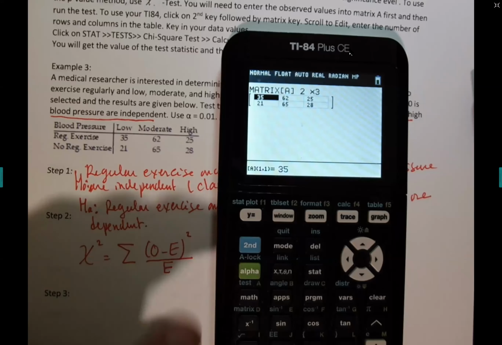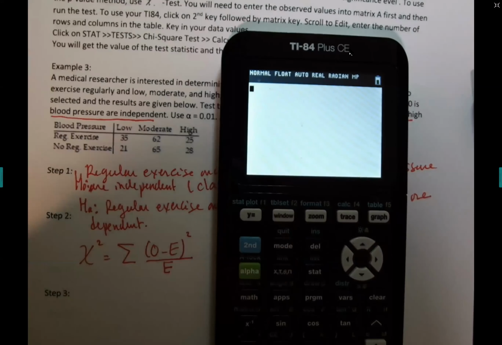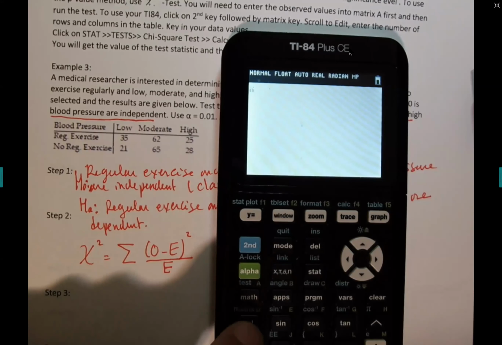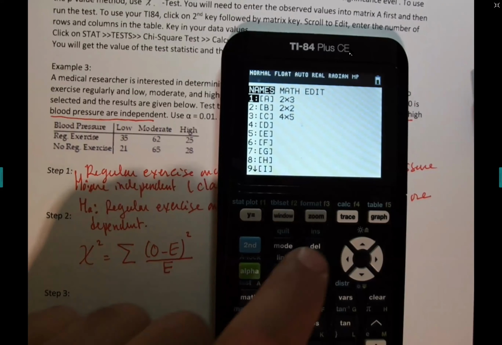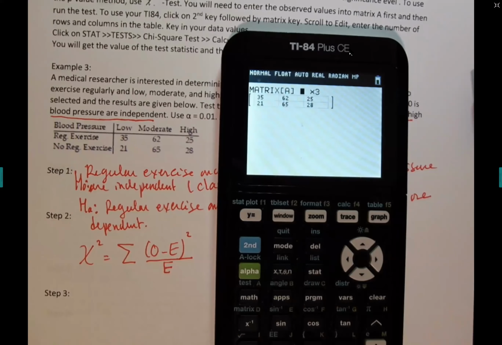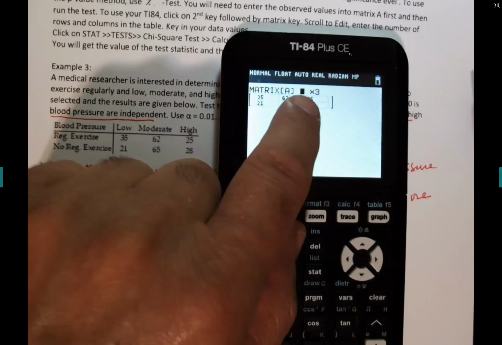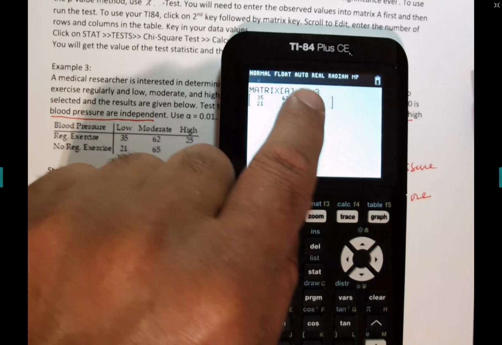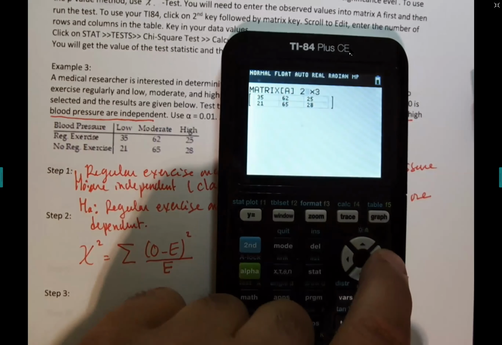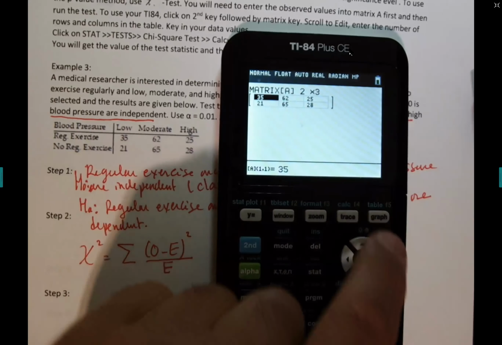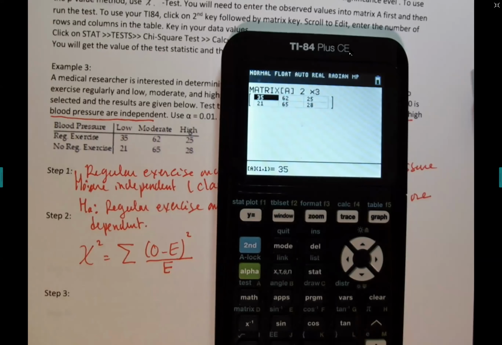So let me just quit and do it one more time. So guys, you just press the second key and press X inverse right here. And then you go to edit right away and then press enter. And you make sure that we need 2 rows and 3 columns. So you make sure that this number is a 2 and the next one is a 3. And then enter the values. Enter them as you see them, as they appear in the table. And then you can quit.